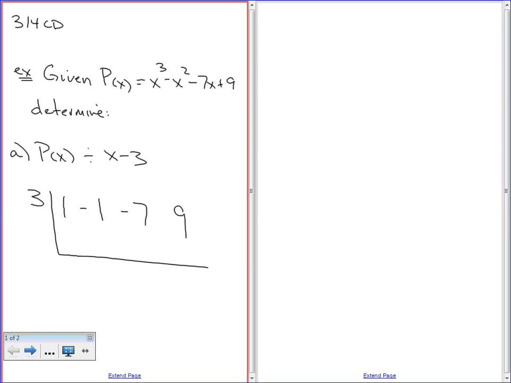Then to fill in my synthetic division, it's very quick, right? Remember, it's different than long division. Gives you the same answer. It's a different process. Bring down the 1. 3 times 1 is 3. Add, I get 2. 3 times 2 is 6. Add, I get negative 1. 3 times negative 1 is negative 3. Add, negative 6. So this very last line, remember, gives us our quotient and our remainder. Here's our remainder, and here's our quotient.